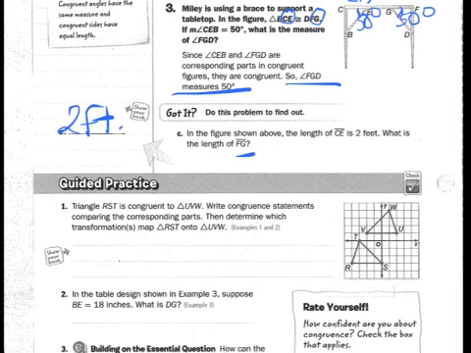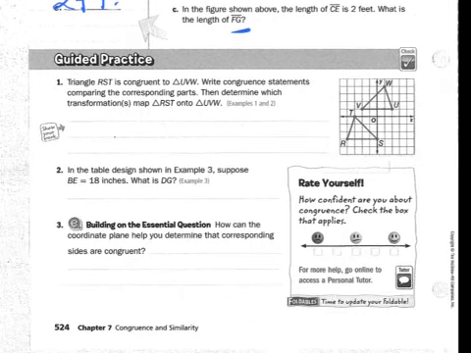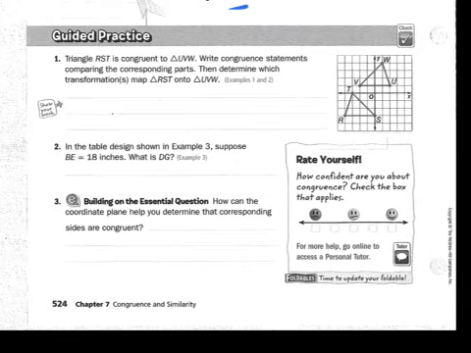So at this point, I want you to try the 3 problems at the bottom of the page. When you're finished with those, raise your hand and let me check those, and then you can start on your homework for tonight.